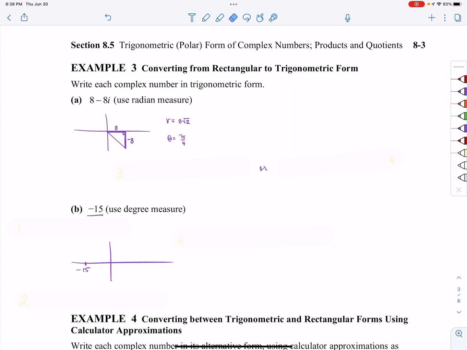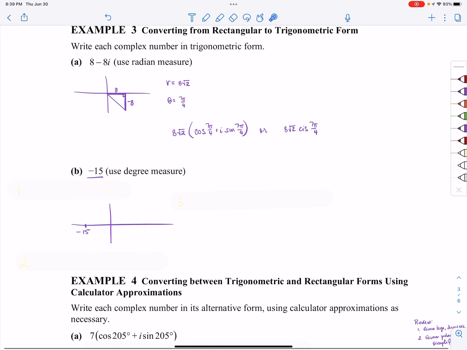And so this says to write in trig form. Now, we've got r and theta, but we haven't written in trig form yet. So remember, this is where we have r times the quantity cosine theta plus i sine theta. So you can write 8 root 2 times the quantity cosine 7 pi over 4 plus i sine 7 pi over 4. Or you could use the abbreviated version, 8 root 2 cis 7 pi over 4. And just for the record, everywhere that you see the 7 pi over 4, you could have also had a negative pi over 4.